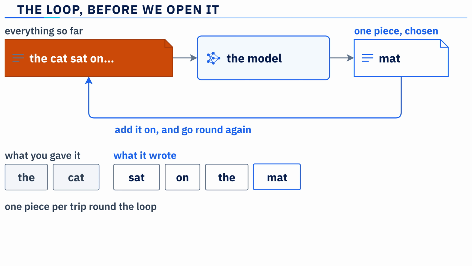This is the whole thing before we open any of it. The first box is everything so far. Right now it holds the words, "The cat sat on." That sentence is the one we follow all the way through.